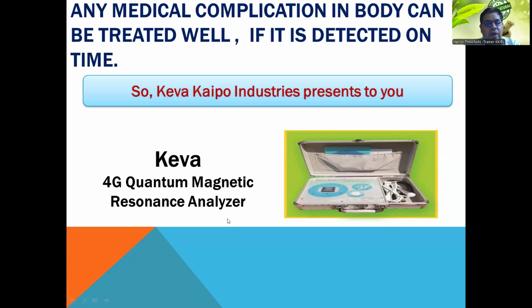So basically, it is such a powerful tool which gives you an idea about your body's internal health, how healthy your body is from inside. You can get a briefing or analysis of that if you are using the Kiva 4G machine. But remember, this is not a diagnostic machine. It is an analyzer machine.